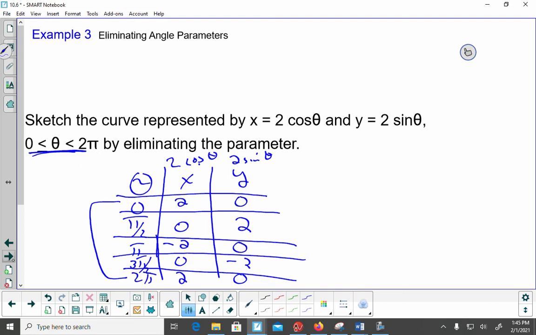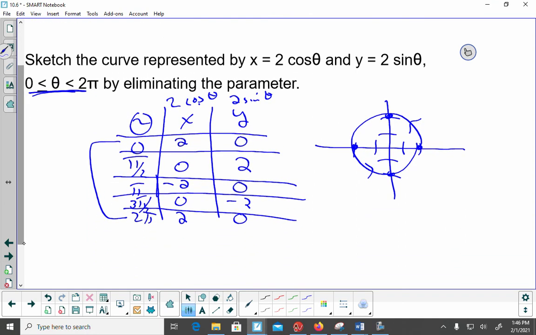So when I sketch this, and I'm just going to do a rough sketch, I'm graphing 2, 0, 0, 2, negative 2, 0, 0, negative 2, and then back here. So I'm going to make this circle. And notice the way that I drew it is going to be counterclockwise. So that's the first part. I sketched the graph. Now, it told me to do it by eliminating the parameter. I'm going to do that next.